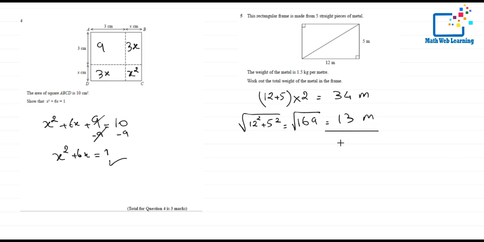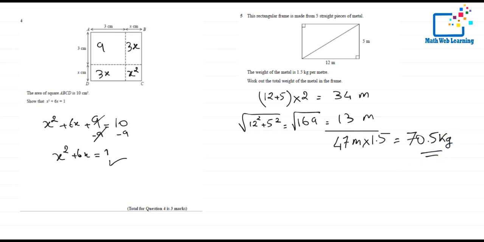Add the two lengths, gives you 47 meters. And you need to multiply it by 1.5, because the weight of 1 meter of metal is 1.5 kg. To get an answer, you should do this, alright? And you will get 70.5 kg. That's the total weight.